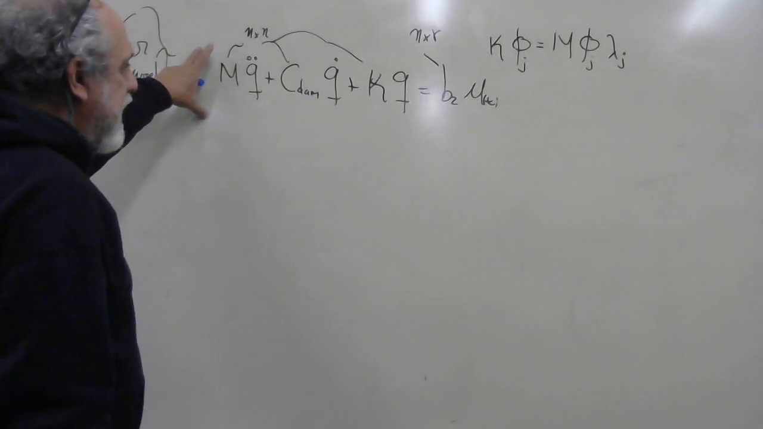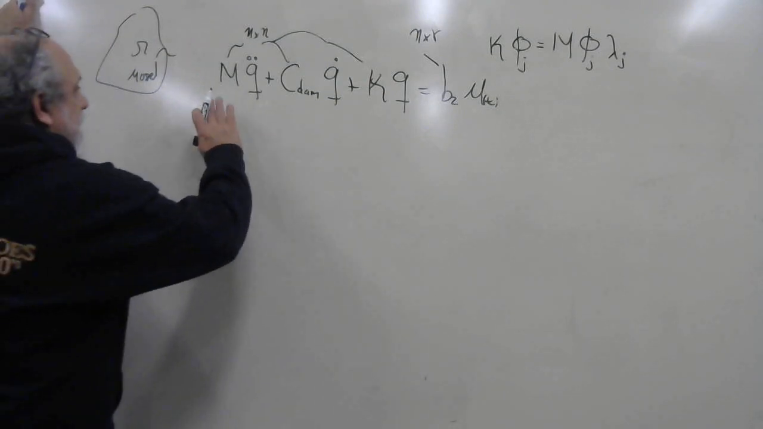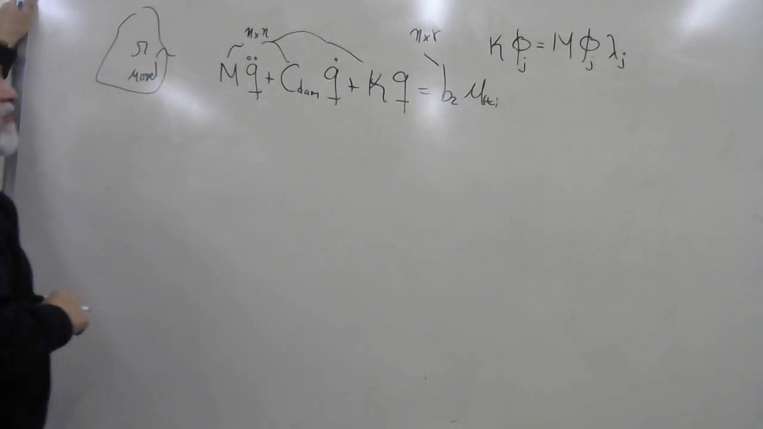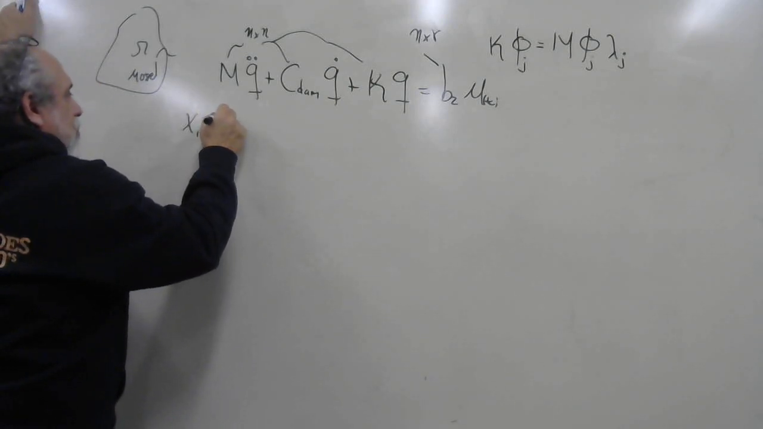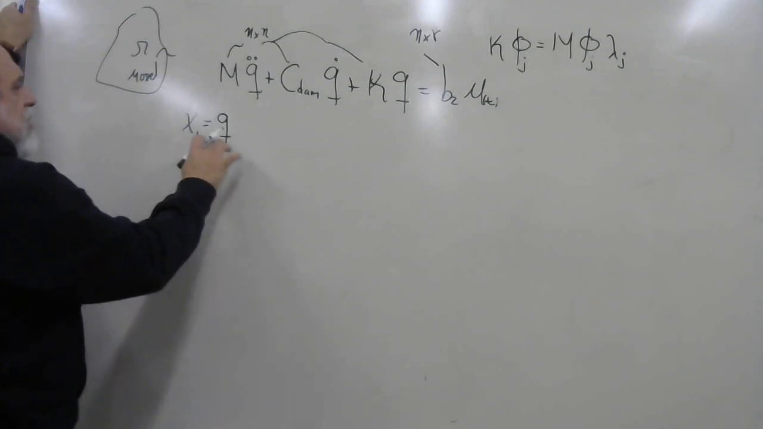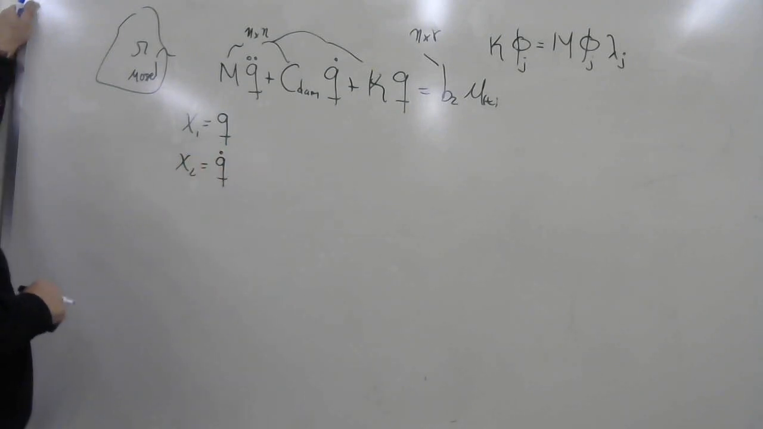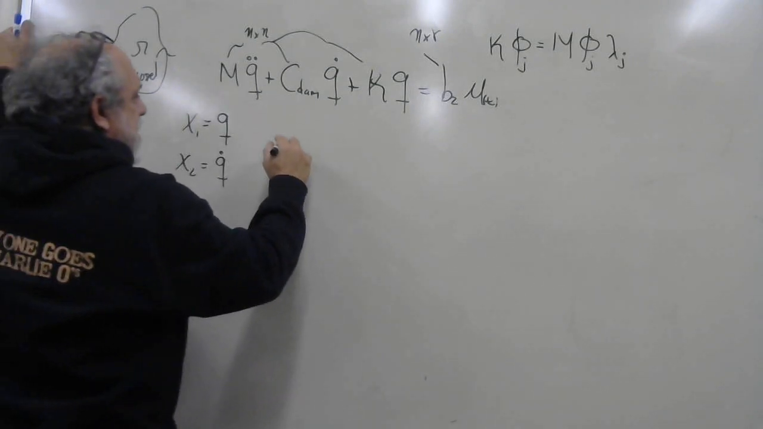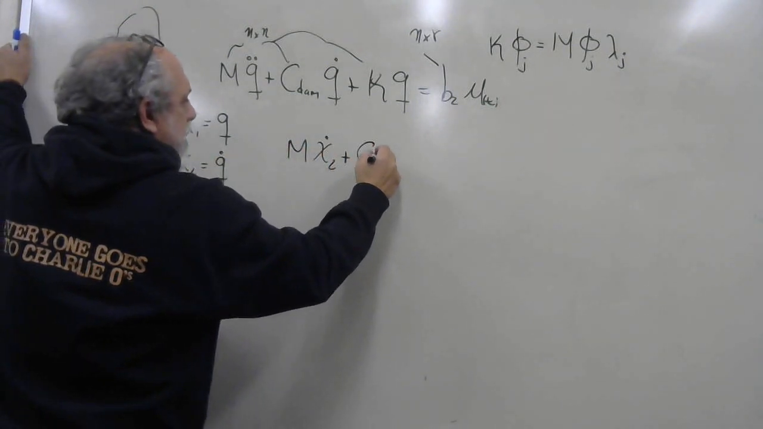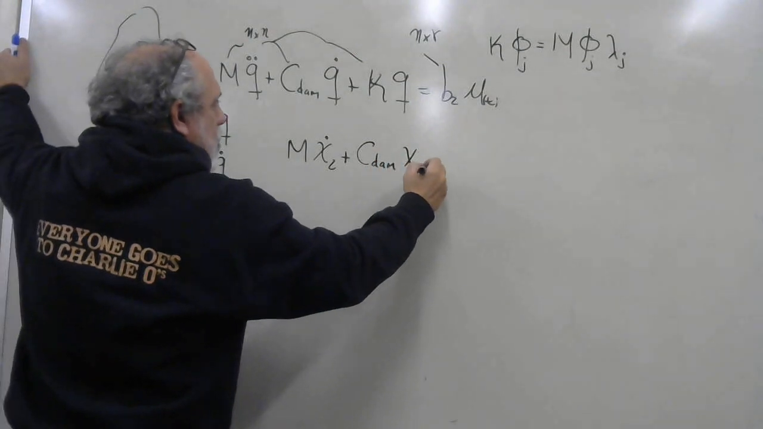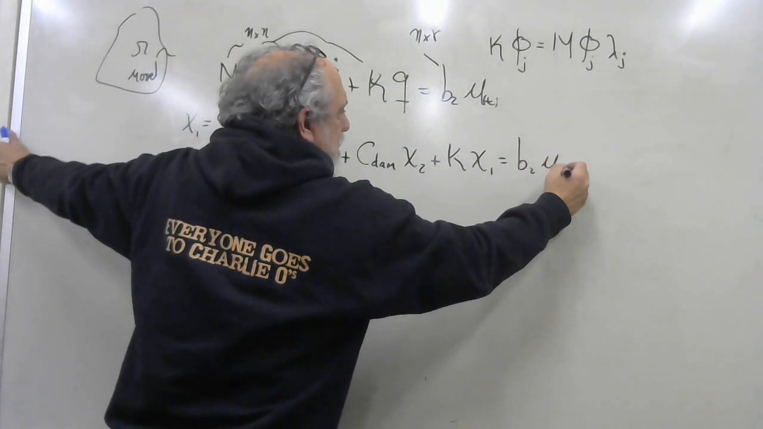The point that needs to be made in this lecture, so that you are at the same point as others, is that this equation is second order because it has two derivatives, and we would like to operate having only one derivative. So imagine that you say that x1 is q and that x2 is q dot. Then you can write this equation as M x2 dot plus C damp times x2 plus K times x1 equals B2 times u(t), right?